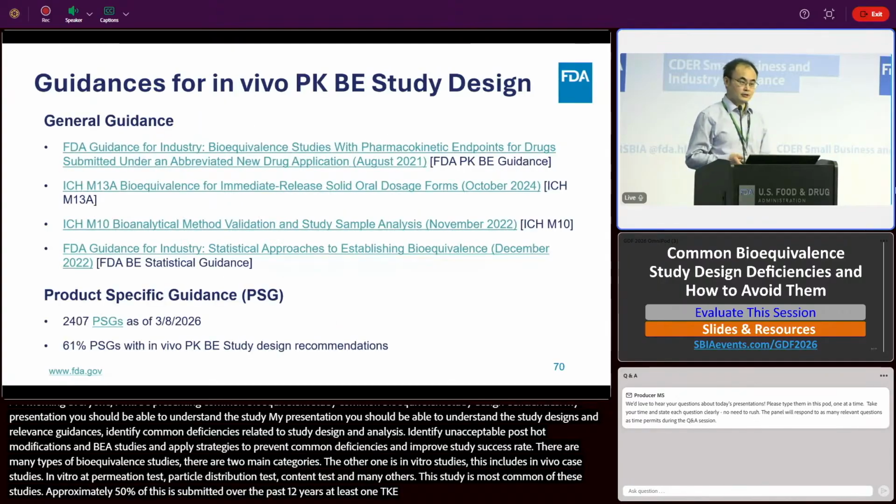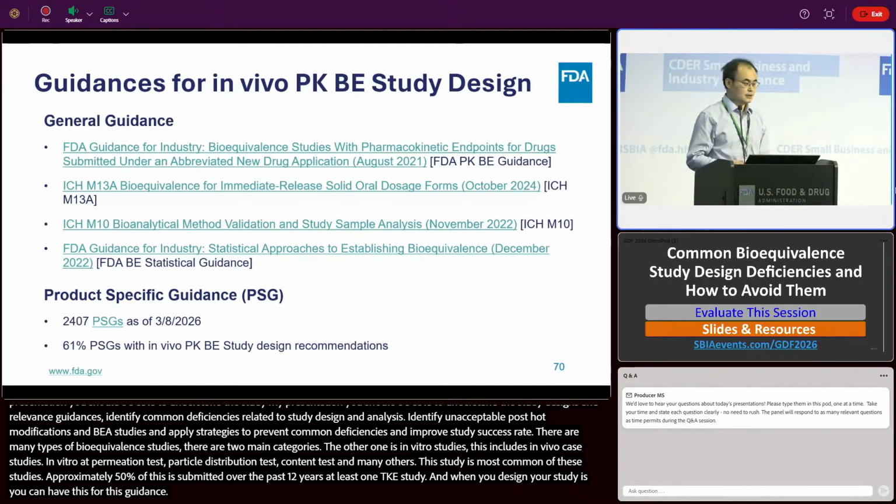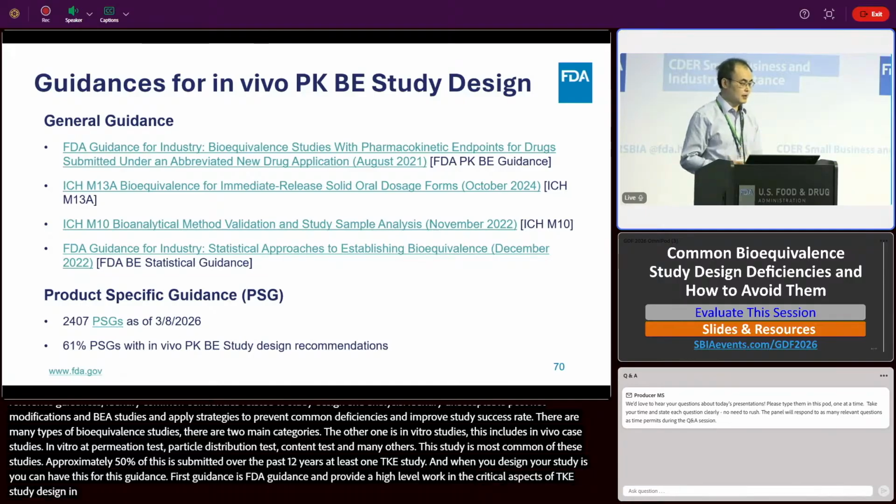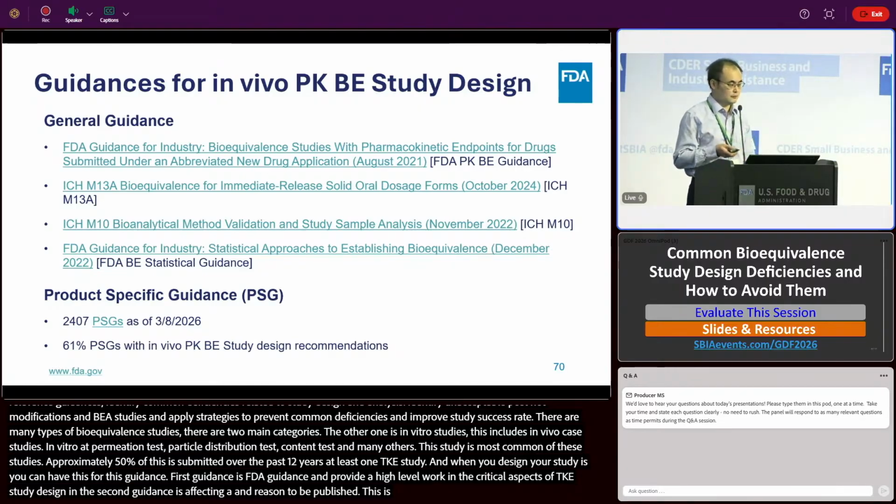When you design your study, you can refer to these guidances. The first guidance is the FDA PK-BE guidance. It provides a high-level framework on the most critical aspects of PK-BE study design. The second guidance is ICH M13A. It was recently published. This guidance is focusing on immediate release solid oral dosage forms, but the scientific principles outlined in this guidance can also apply to other dosage forms or routes of administration.